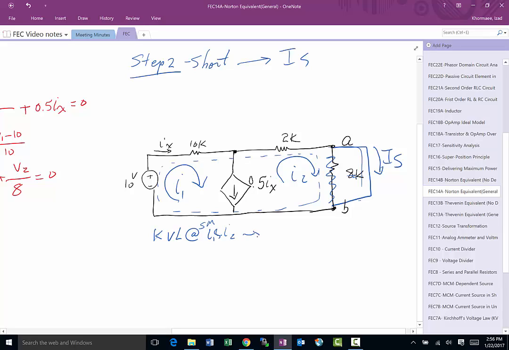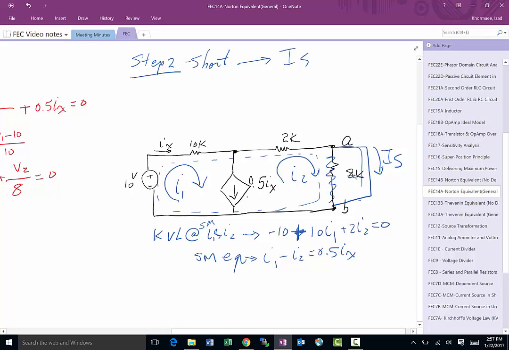And if you do that, we're going to end up with an equation which is minus 10 plus, again for this also, we're going to use kilo ohm milliamp. This way we don't have to carry a lot of zeros. 10 I1 plus 2 I2 equal to 0. So that's one of the equations we get. Since this is a super mesh, we're going to write a super mesh equation which says I1 minus I2 is equal to 0.5 Ix, which takes care of this.